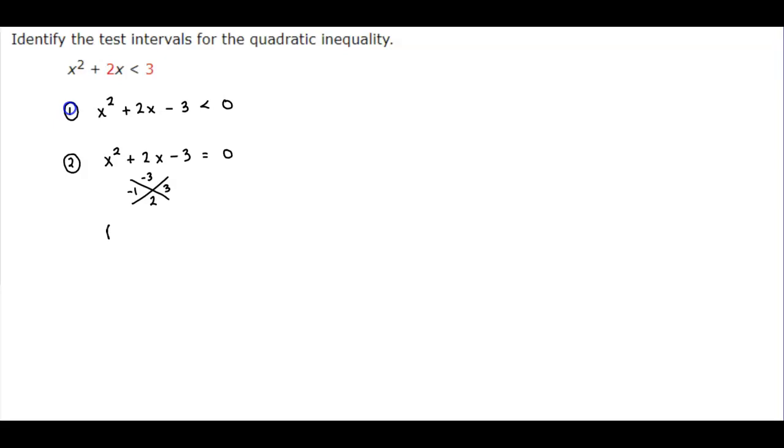So when we factor this, we get x minus 1 times x plus 3, which is equal to 0. And so therefore we have x minus 1 equal to 0, or x plus 3 equal to 0. So therefore x is going to equal positive 1, or x is going to equal negative 3. So these represent your critical points.